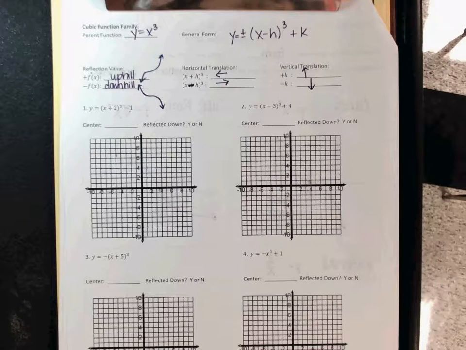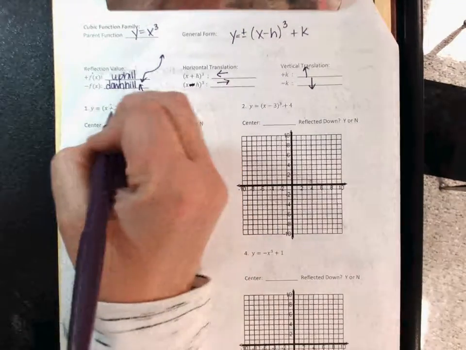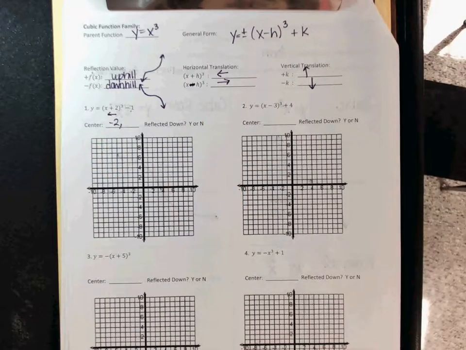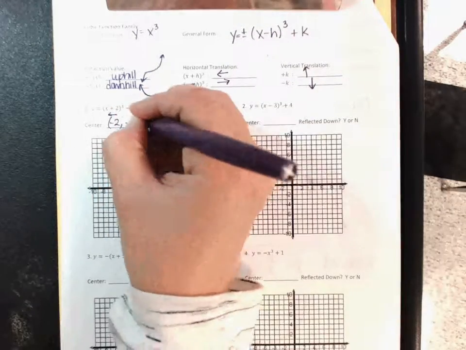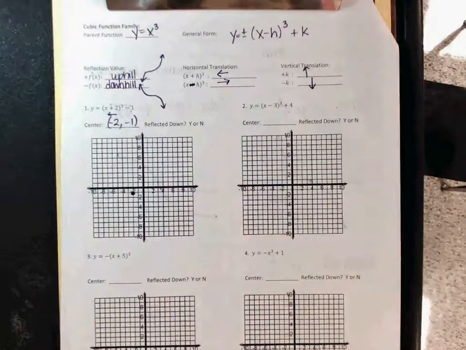Okay, so let's look at the first one. I have a plus 2 with my x. I have a minus 1 at the back. Which way am I going to shift for the plus 2? Left 2? I'm going to go ahead and put minus 2 there. Then what about my y? What would it be? Negative 1. Very good. Then write your ordered pair. Negative 2, negative 1. Right there.